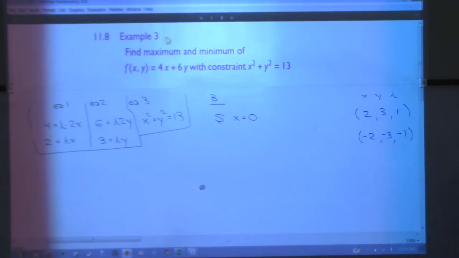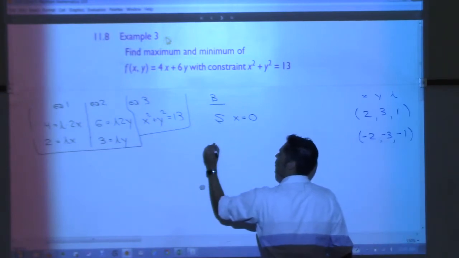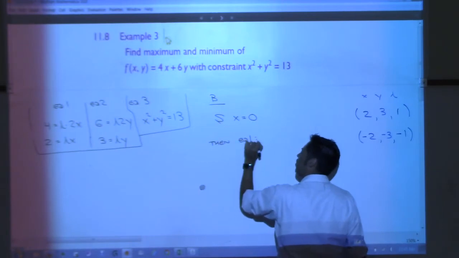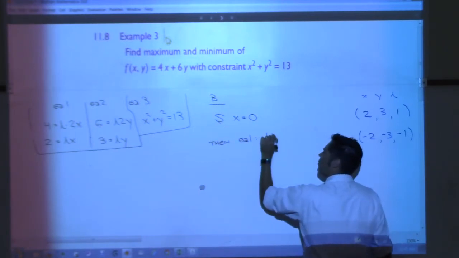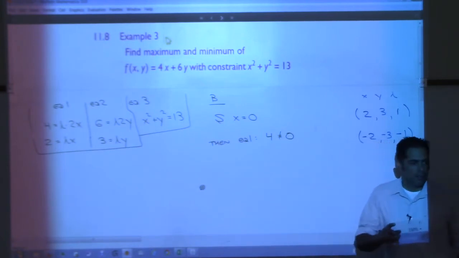Y is equal to square root of 13. Can it be 0? No. Why can't it be 0? Because 4 does not equal 0. Equation 1 can't be satisfied. Look, suppose x is 0, then equation 1 tells us what? 4 is equal to 0. And that's not true. Right?